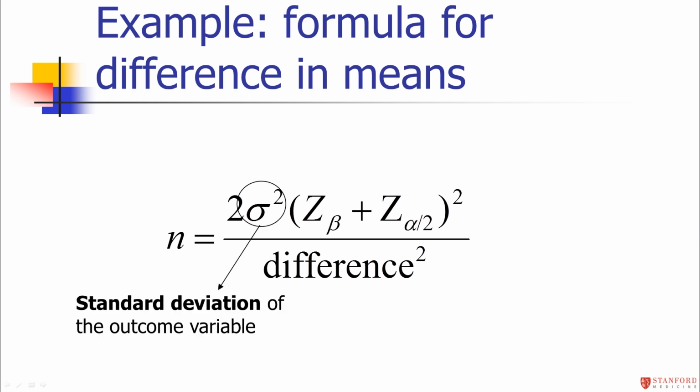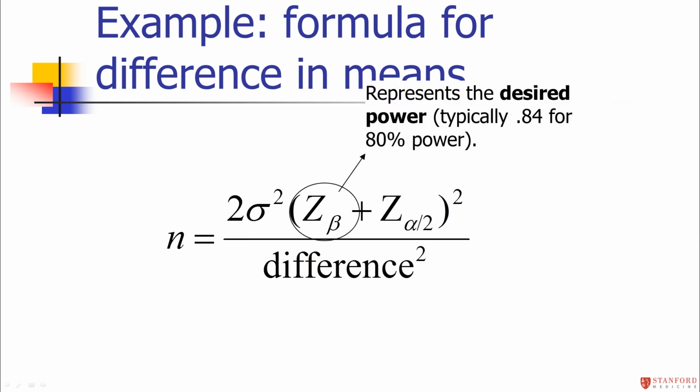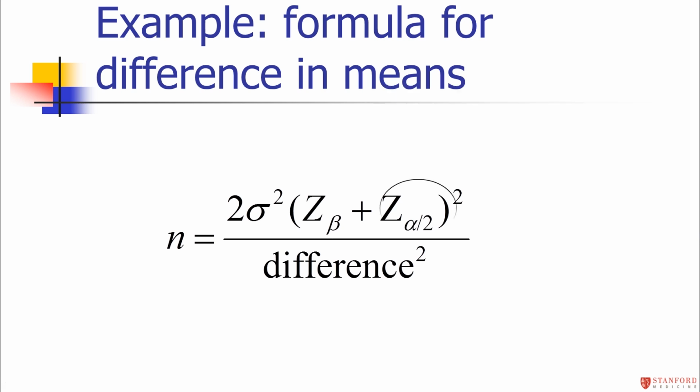The variability is in the numerator. So if the outcome is more highly variable, then for a given power, you're going to need a greater sample size to achieve that power. The N is going to be bigger because variability is in the numerator. Z beta is how we abbreviate power. If you want a bigger power, if you want power more than 80%, you're going to need a bigger N. So again, power is in the numerator. You're going to need a bigger N if you want more power.